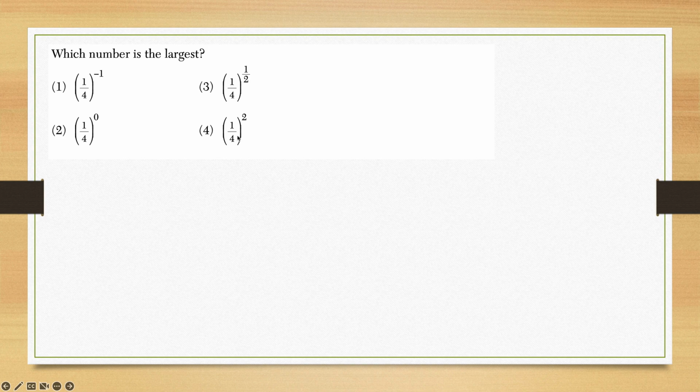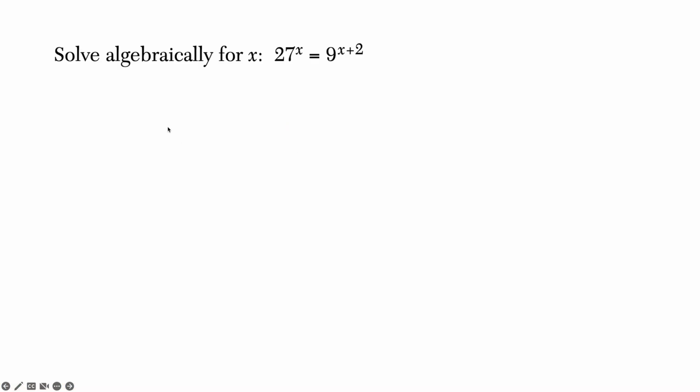Okay, which number is the largest? Okay, so a negative exponent, reciprocal. So since it's to the first power, it's just 4. Number 2, anything except 0 to the 0 power is 1. Half means square root, so the square root of a fourth is a half. And square 1/4, it's 1/16. What's the largest one? Choice 1.